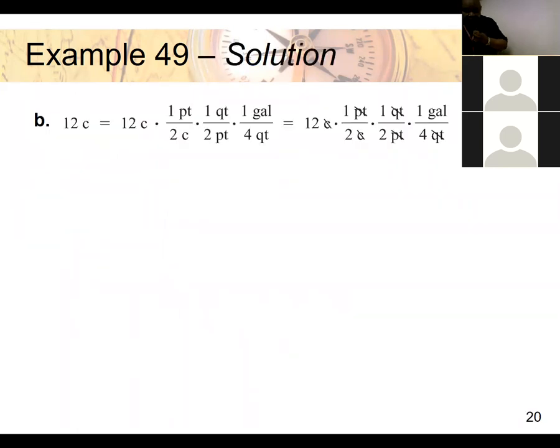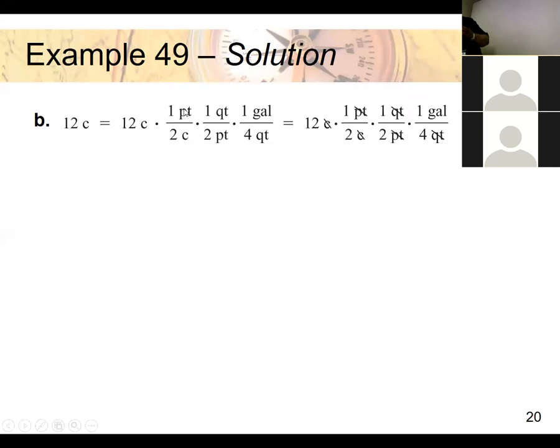Now here we're going from cups to gallons. So here we have to use the fact that 2 cups make up a pint, 2 pints make up a quart, 4 quarts make up a gallon. Since we're going from cups to gallons, this is the way we'll have to do that particular problem.